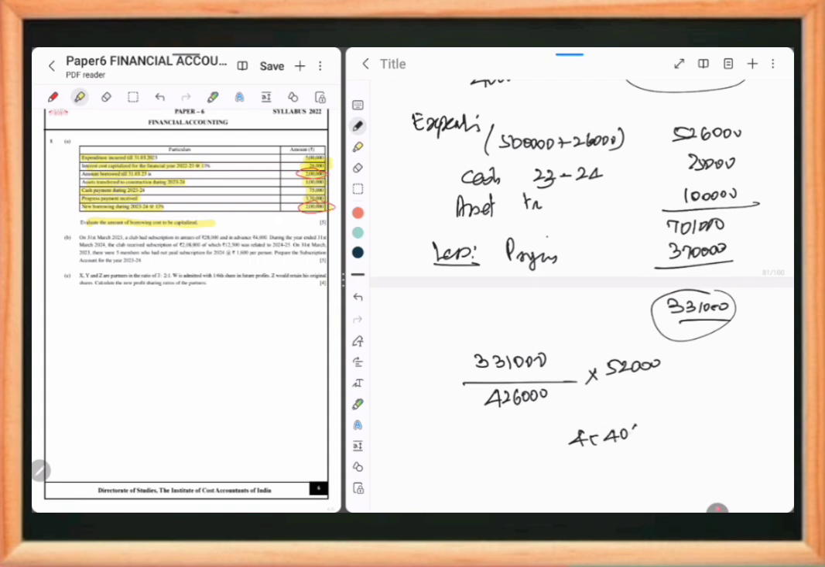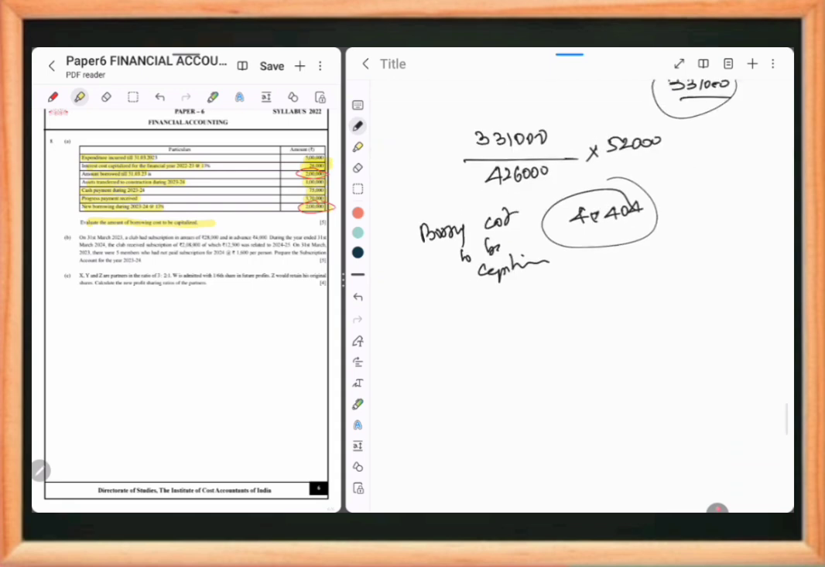We are coming to the end. So the borrowing cost to be capitalized is 40,404, which is the correct answer. And then one more question.